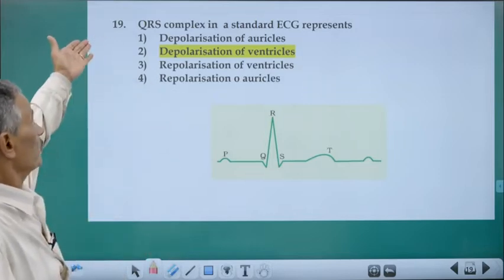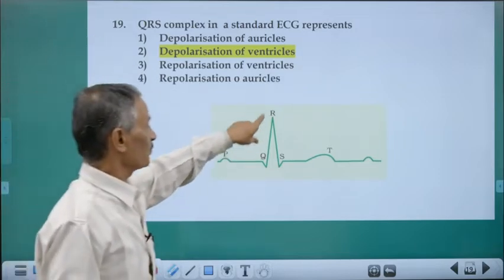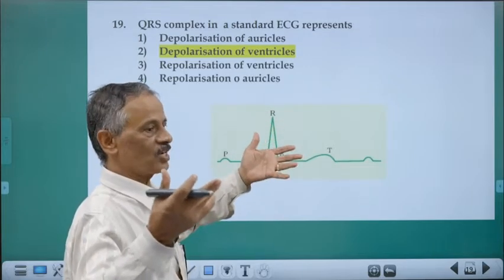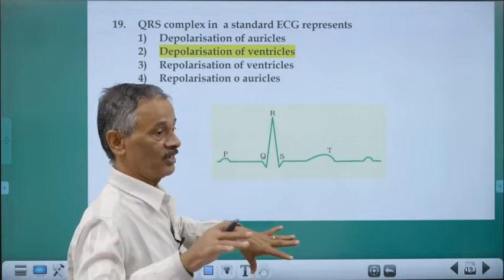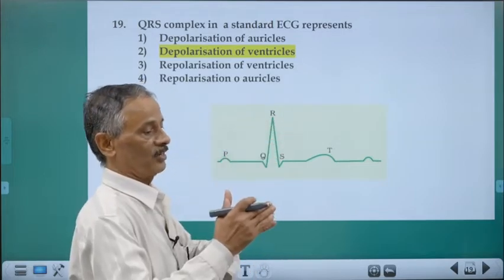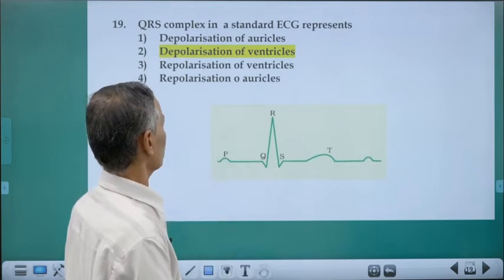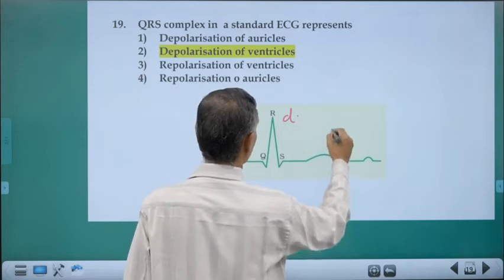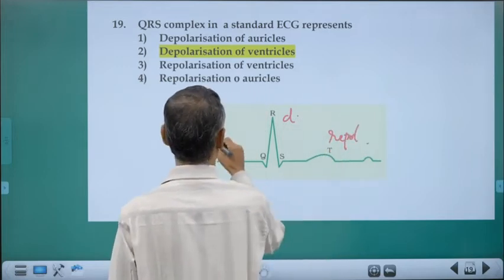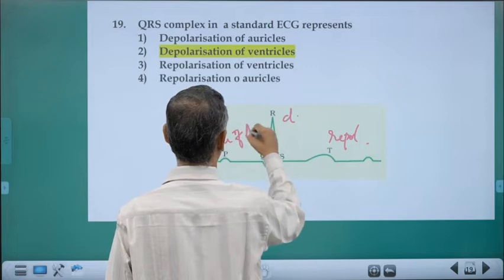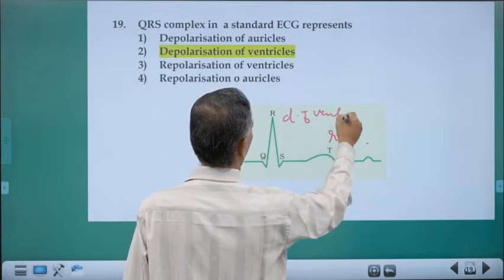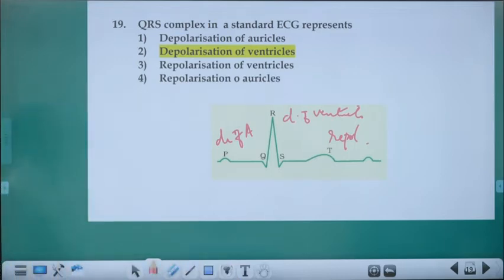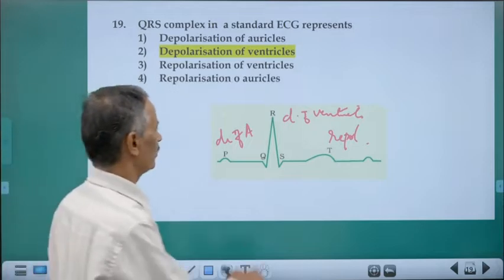Now, what is this QRS complex in ECG? This is representing the depolarization. See, muscles are in a polarized condition. Now, this causes depolarization. The depolarization causes contraction. Depolarization of the ventricle is contraction of the ventricle. And this is the repolarization of the ventricle. This is the depolarization of atria. Clear? These are represented as P, QRS and T waves respectively.